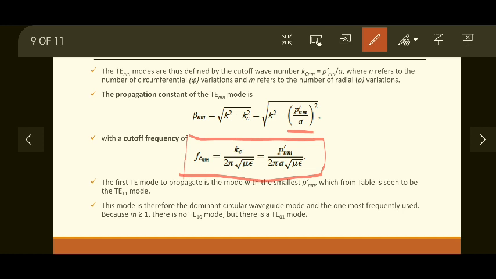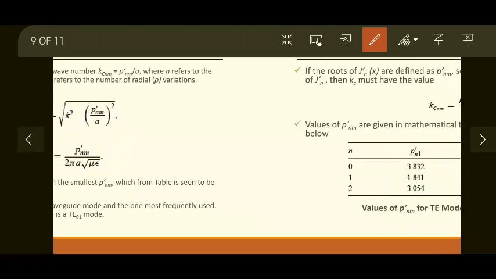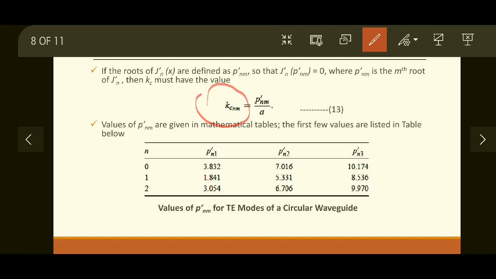So the first TE mode to propagate is the mode with the smallest p'nm, which from the table is seen to be TE11 mode. So what is the smallest p'nm? Because that will be our first mode. So smallest p'nm, what is the smallest value in this table? Refer to this table.